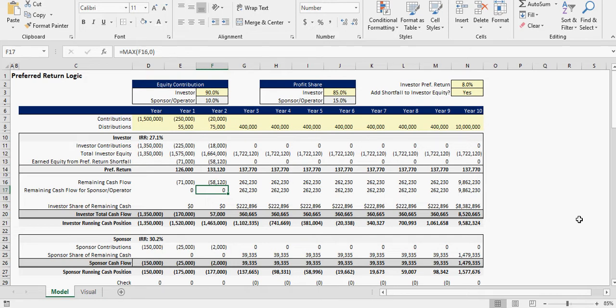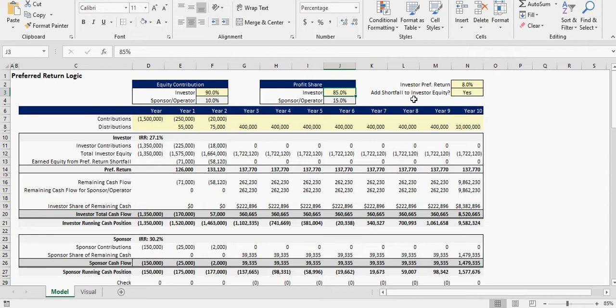So in this, I'll just go through all the inputs for you. The first input is the percentage of the equity that the investor is going to put in versus the sponsor. Second input is the profit share. Sometimes this could be different than the amount of contributions. Like here, the investor puts up 90% of the capital, the sponsor operator puts up 10, but maybe they have a deal where there's a preferred return, which we'll get into in a second, and then after the preferred return, we want to split profits 85-15.